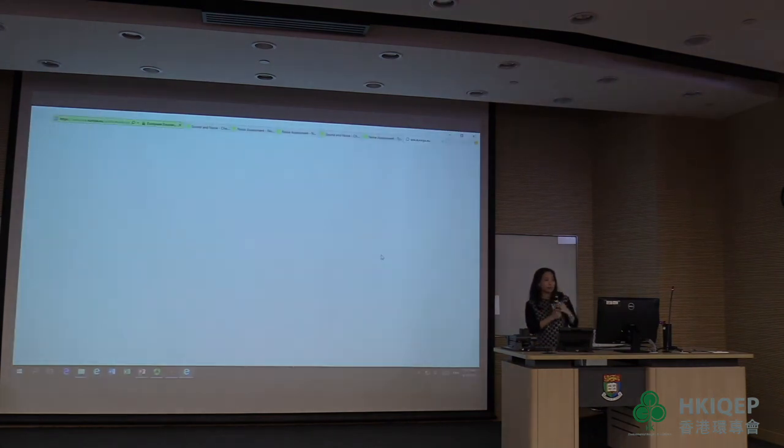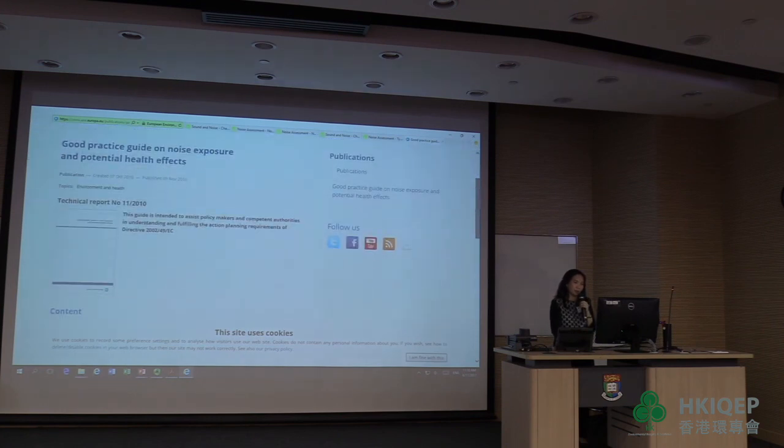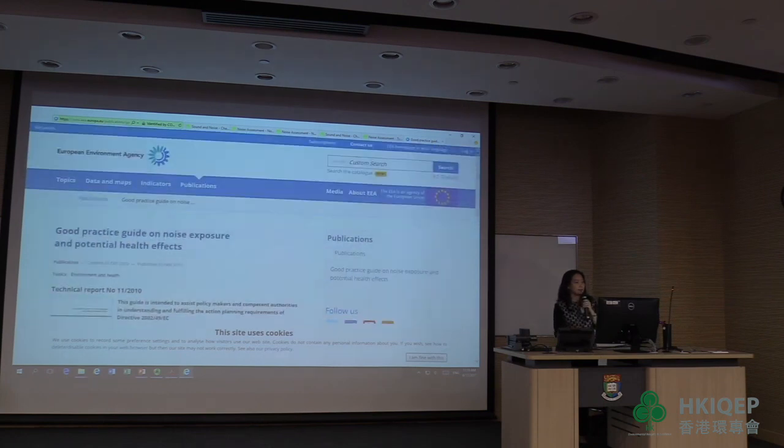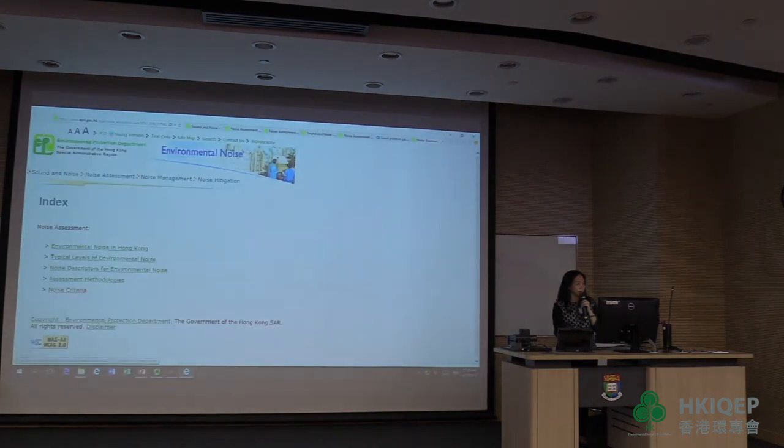about the auditory effects and non-auditory effects. In fact, we have also made reference to a good practice guide on noise exposure and potential health effects, which is prepared by the European Environment Agency, and they have very detailed guidance and description about how noise may affect health, and what the approaches to mitigate are. Okay.